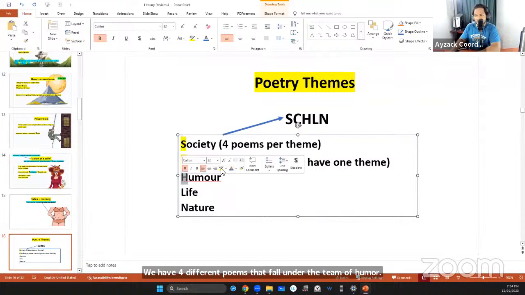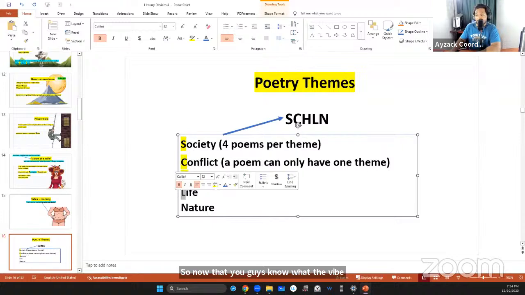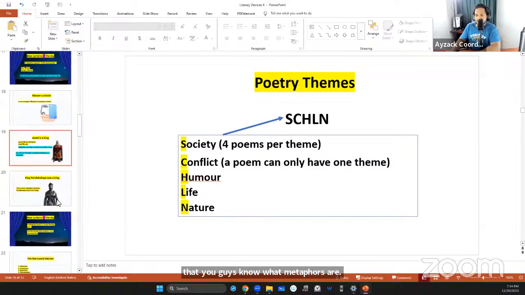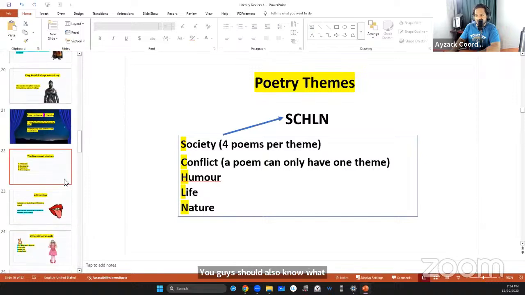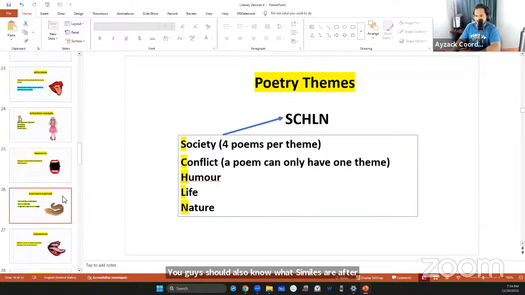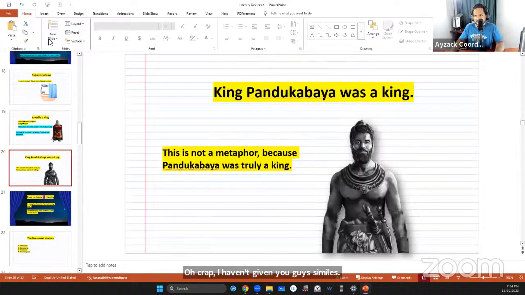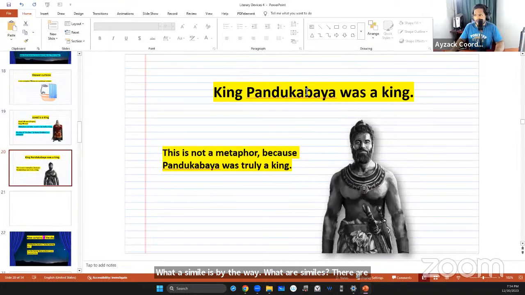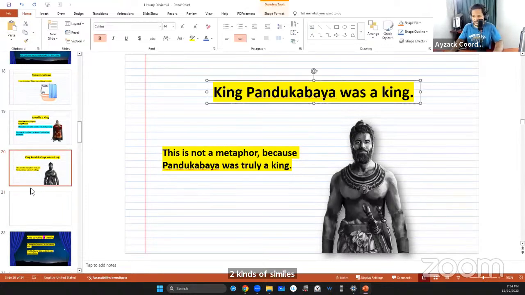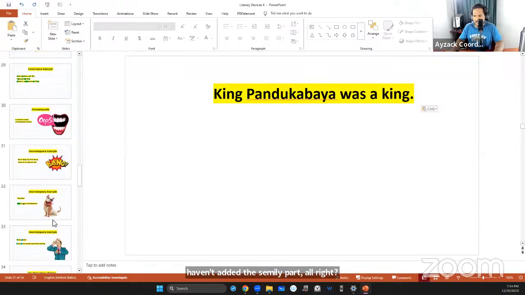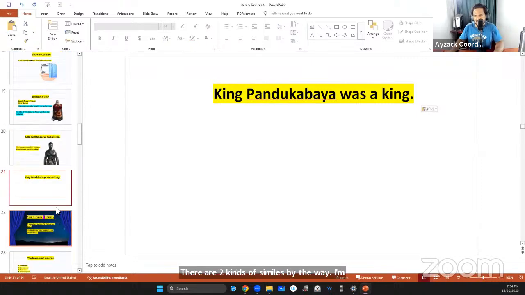So now that you guys know what the 5 themes are, now that you guys know what metaphors are, you guys should also know what similes are after this. Oh, crap. I haven't given you guys similes. What are similes, by the way? There are two kinds of similes. I'll illustrate that right now. I don't know why I haven't added the simile part. I'll show you guys real quickly. Yep, I haven't added similes, sadly.